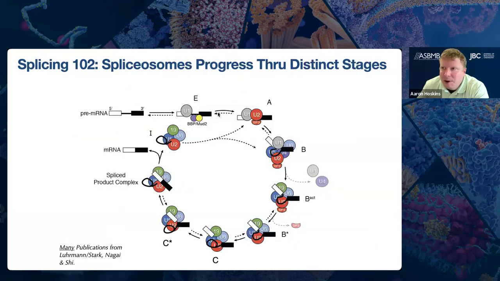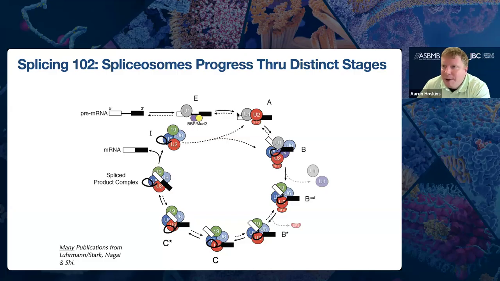So spliceosomes, in order to do that reaction, progress through a number of stages. You don't need to know the names of these stages, but just realize there are several of them. The stages are defined based on two qualities. One, the cohort of proteins and RNAs that are associated with the intron, and two, the chemical state of the nascent transcript, whether or not the 5' splice site has been cleaved or not, for example, or whether or not the 5' exon has been ligated to the 3' exon.